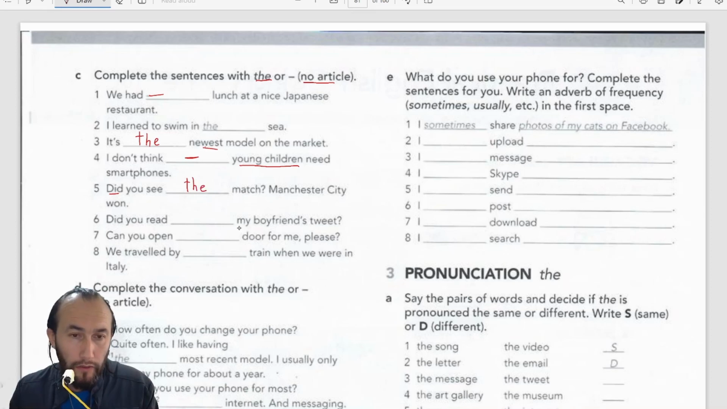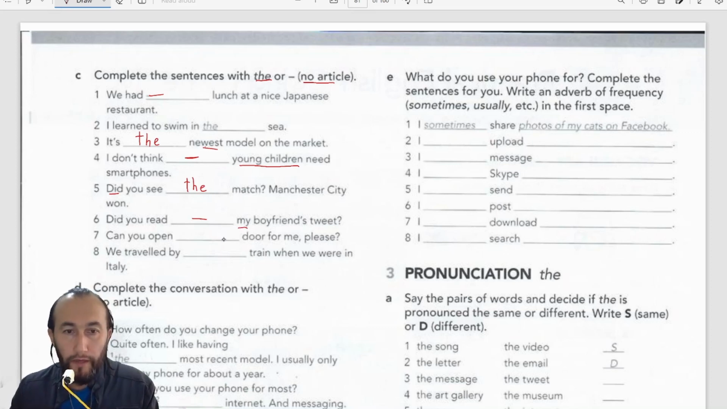Number six, did you read my boyfriend's tweet? So when we use "my", which is a possessive adjective, my, his, her, your, we're not going to use the article, guys, here, because it is very clear. Whose boyfriend? My boyfriend. So it's a clear, specific boyfriend. So here "my" is doing the same job as the article. So there is no need to use "the" again. So did you read my boyfriend's tweet?